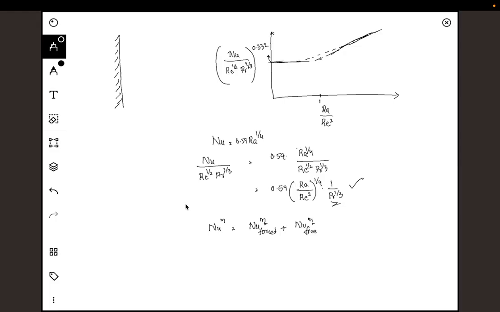So at an intermediate Richardson number, you would compute the actual Nusselt number, and at that point, you would assume and compute forced, you would assume and compute free, and then find the value of m. You will take 2-3 points and then find the value of m from that particular technique, from the experiments. That would give you the correlations for the Nusselt number in terms of these values.